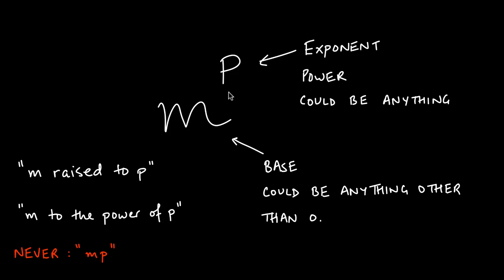Before we again talk about the properties themselves, the thing that's written at eye level is always known as the base, and it can be anything other than zero. Later on, perhaps in class, we'll talk about why this restriction is in place. The thing that's not at eye level could either be a number or a variable, it could be anything, a whole bunch of terms as well. So this is known as the exponent or the power, and this is known as the base.